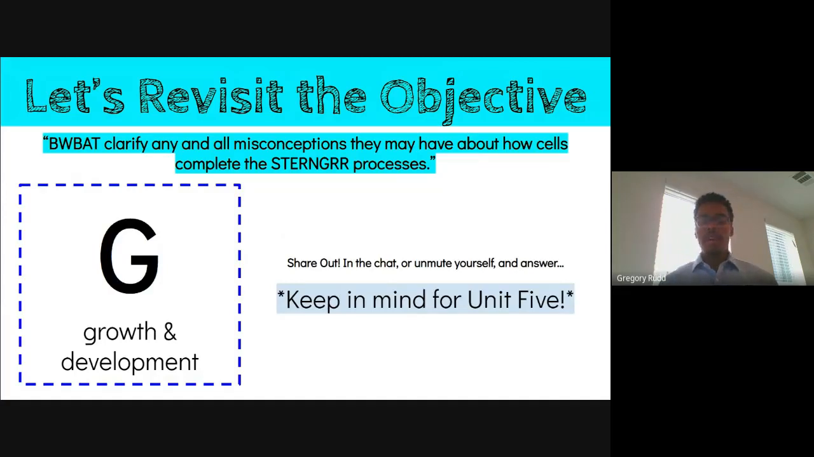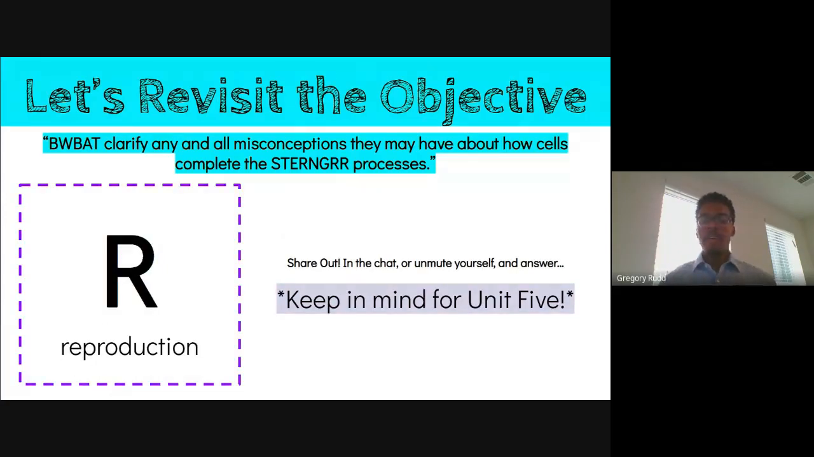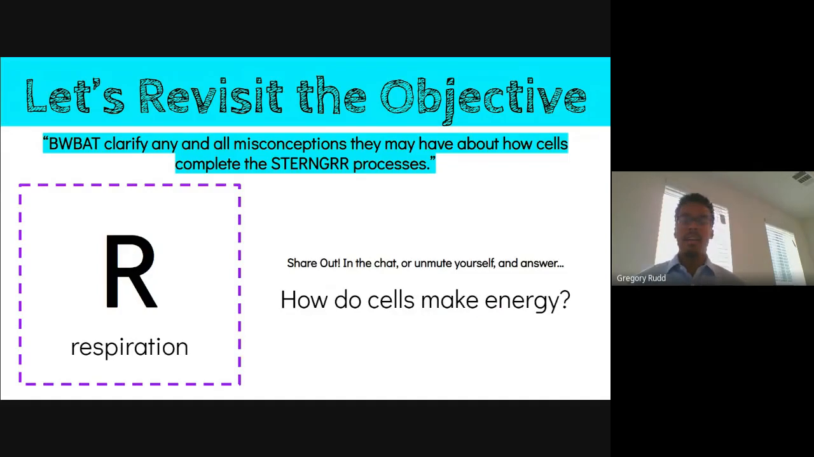We'll talk about growth and development in Unit 5. We'll talk about reproduction in Unit 5. And then the last letter of MRS GREN is respiration. So this should be easy. How do cells make energy? Mitochondria. The mitochondria. Excellent.